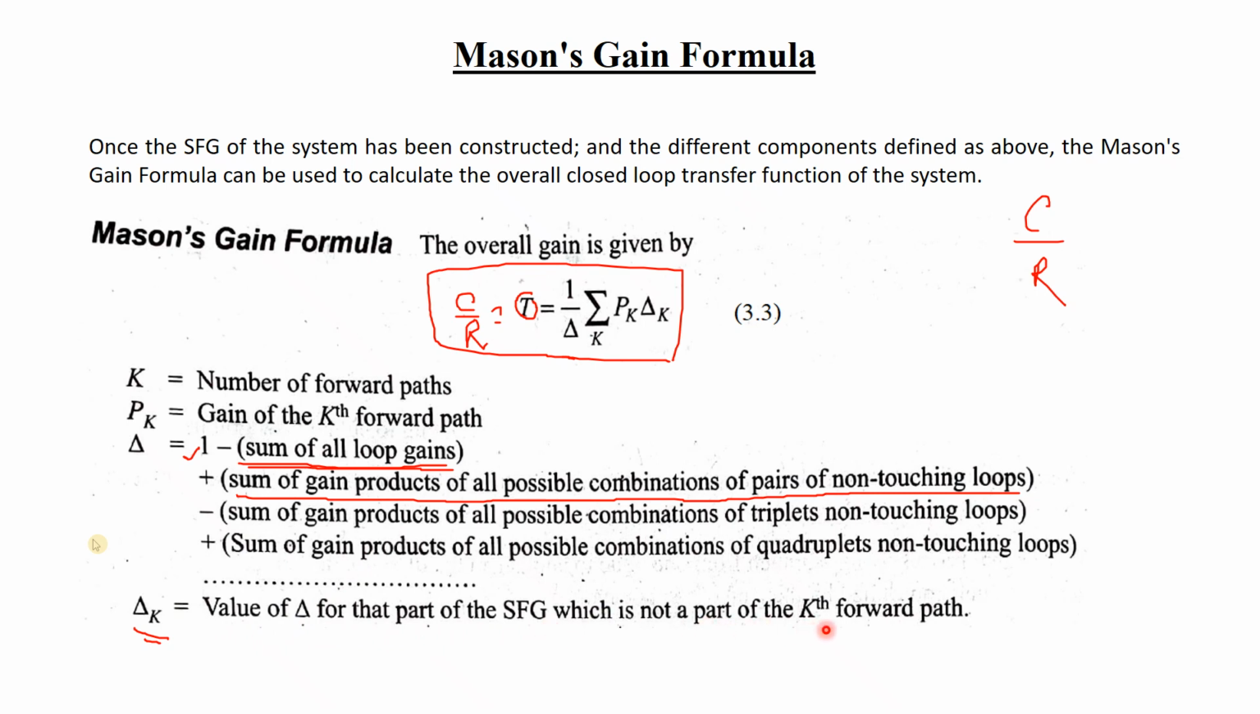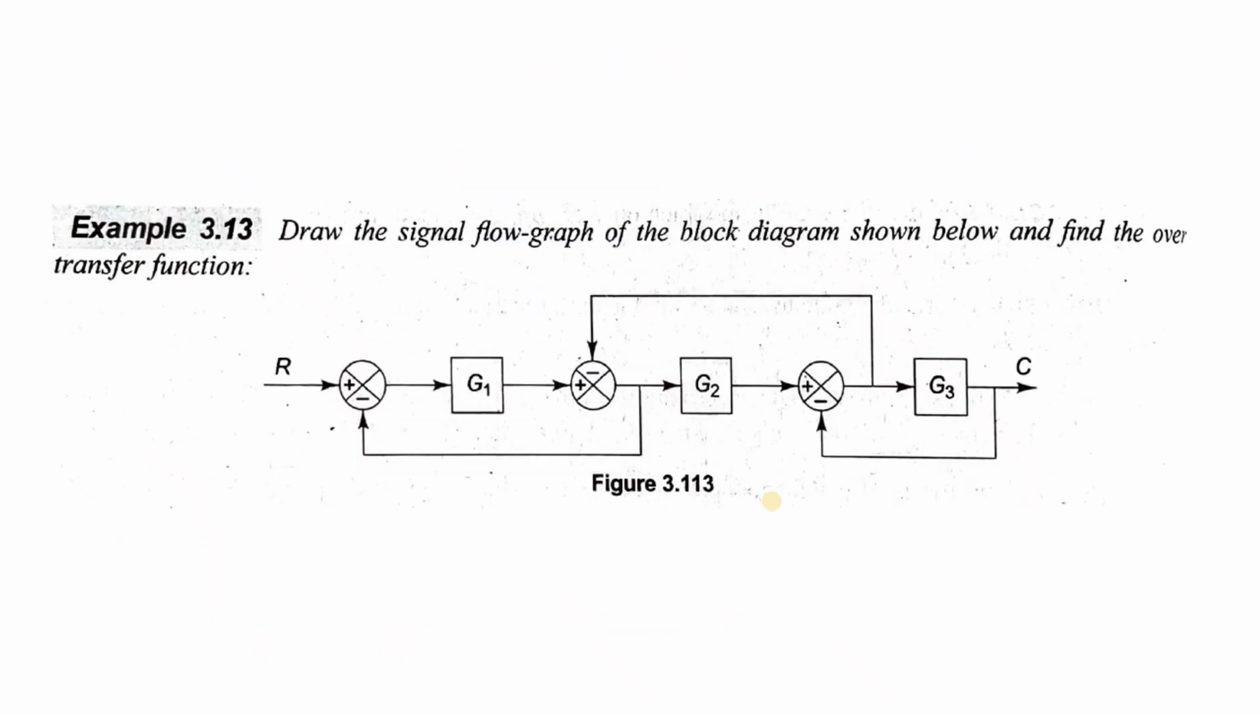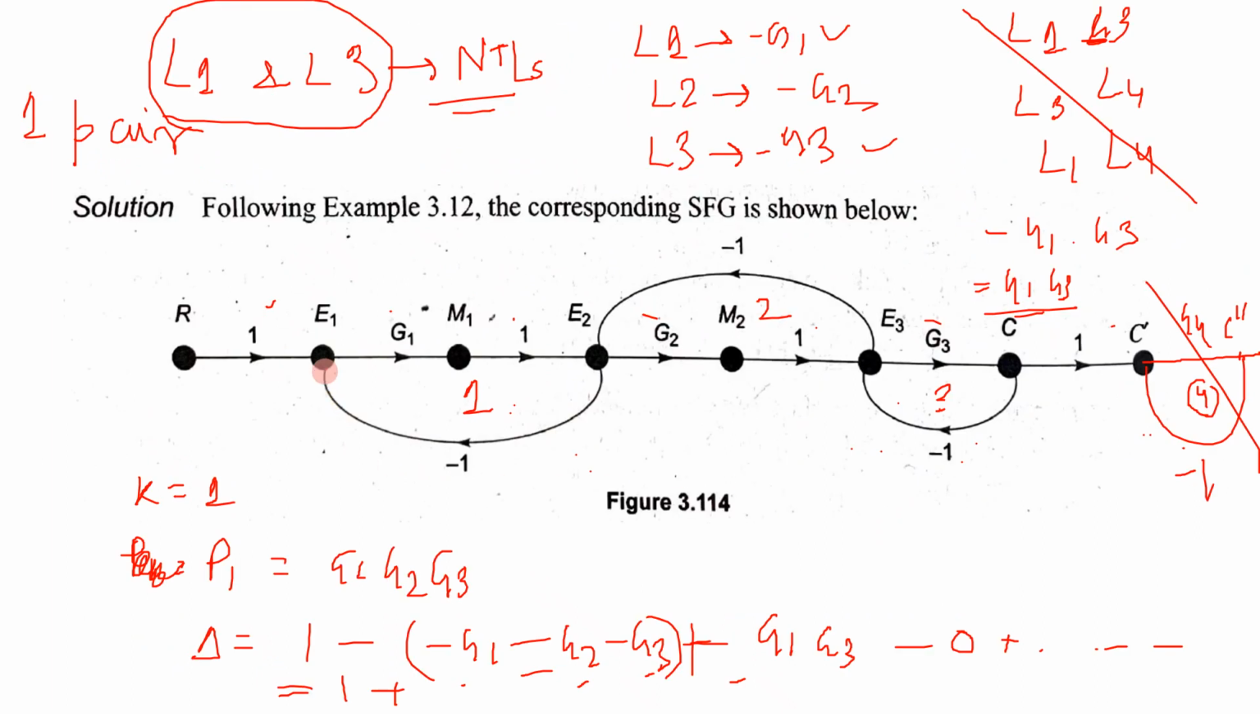So in our case, we have only one forward path. So the value of delta for that part of SFG, which is not a part of the kth forward path. So in our case, we have only one forward path. So if we want to find delta 1, because delta k is 1, we can find delta 1. Obviously, we will go for delta 1. But delta 1 will be 0 because the condition is we have to find delta once again, but the loops should not be part of the k path, matlab first path.